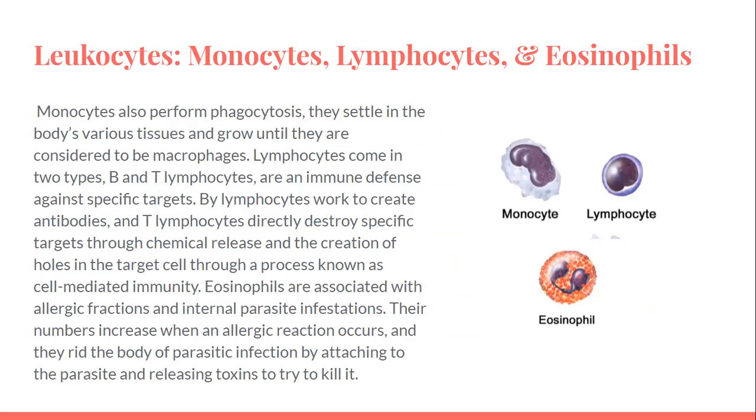So we have monocytes next. They also perform phagocytosis and settle in various tissues and grow until they're considered to be macrophages, which are much larger. Lymphocytes come in 2 types, B and T lymphocytes, and are immune defense against specific targets. B lymphocytes work to create antibodies, and T lymphocytes directly destroy specific targets through chemical release and the creation of holes in the target cell. This is a process called cell-mediated immunity.